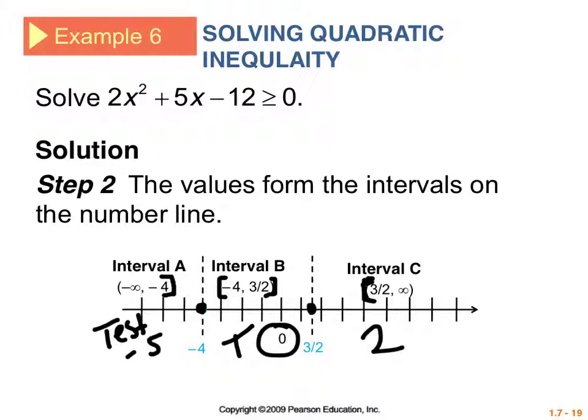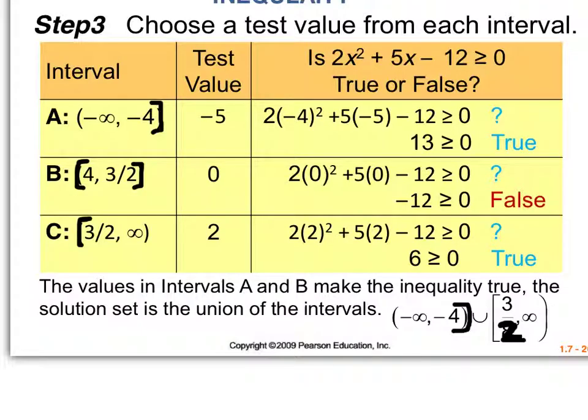And the next slide is going to show us those test values. Okay, so here's my test slide. I tested -5 in the first interval and found that that was true. Tested 0, found that to be false. And then in the last interval I tested 2 and found that to be true. And so therefore, I have to have the union of these two intervals, excluding the center section, and therefore I'm going from -∞ to -4 in union with 3/2 to 2.